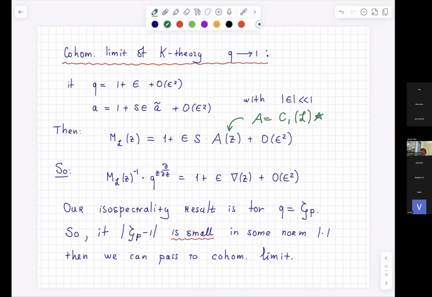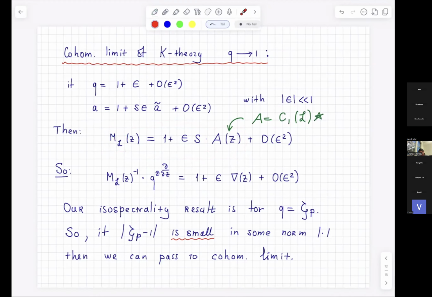So this procedure, passing from K-theory to cohomology, is by taking the first Chern class. It's just a funny way to write it down. So yeah, this is the connection between quantum multiplication by a line bundle in K-theory and quantum multiplication by its first Chern class in cohomology.